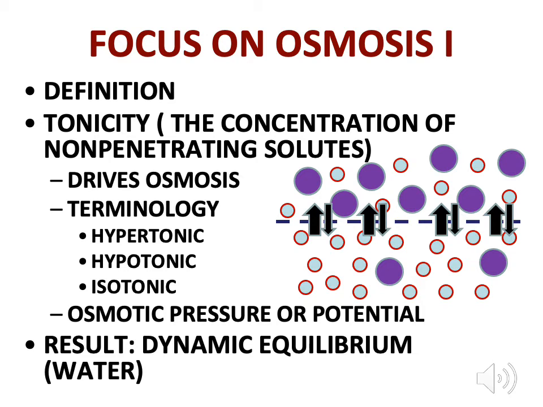Now, osmosis is the movement of water molecules across the membrane driven by tonicity. Now, there are three terms that I need you to know that are going to describe this relative degree of tonicity. The terms are hypertonic, hypotonic, and isotonic. Now, the word hypertonic means a higher concentration. So what I see above the membrane here, that is the upper portion of the illustration, that is a hypertonic situation.